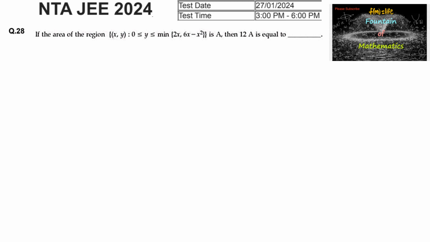If the area of the region of ordered pairs (x, y) such that 0 <= y <= minimum of {2x, 6x - x^2} is given as A, then what is the value of 12A? So here y is greater than or equal to 0, and it is also given y is less than or equal to the minimum among the functions 2x and 6x - x^2. So let us sketch the graph.